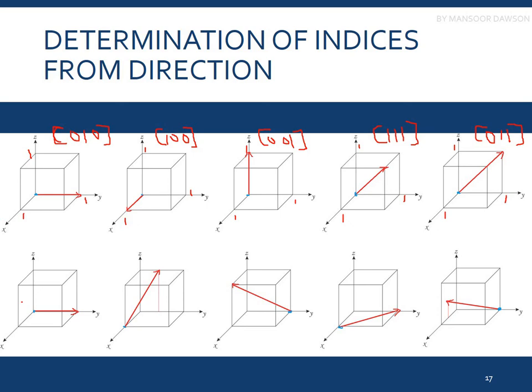Then we have this direction, which is again the same as this. This is also 0 and 0. I will repeat it.